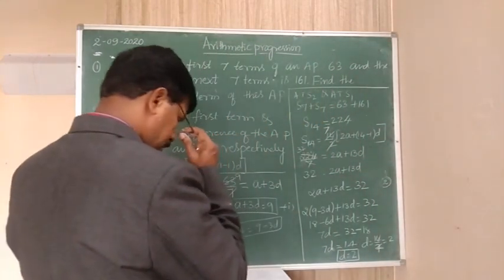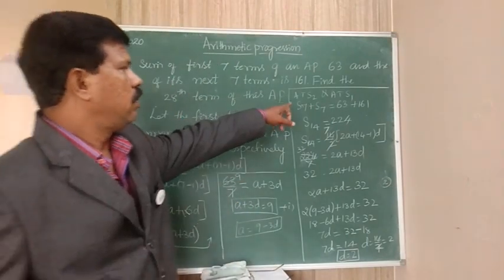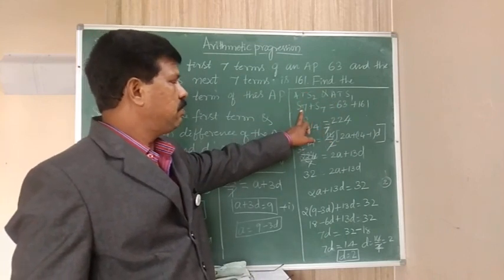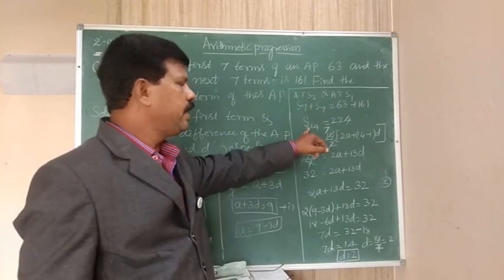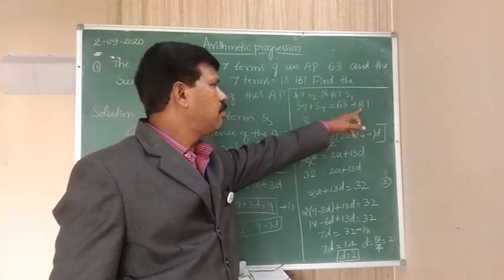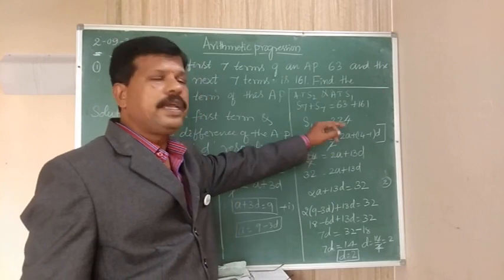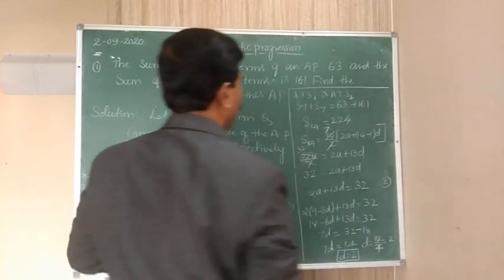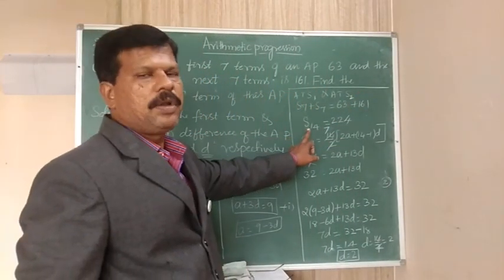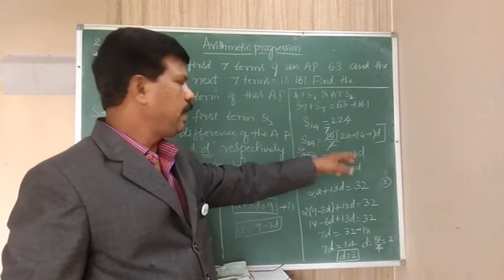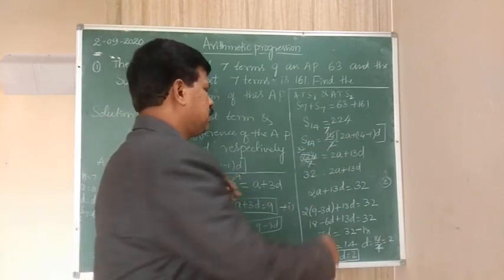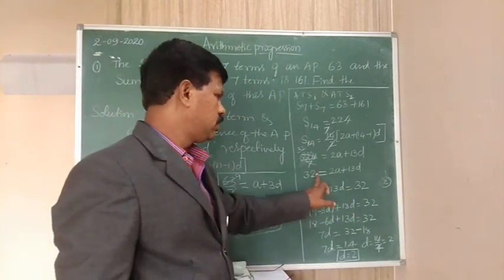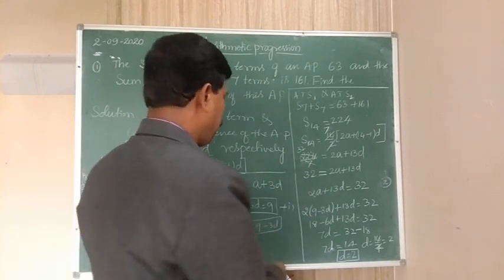Now look at it once again. According to statement 1 and 2, the first 7 terms plus the next 7 terms means 14 terms in total. The sum of 14 terms is 63 plus 161, that is 224. Now S14, when you apply the formula, in place of n take 14, then the second equation you get is 32 is equal to 2a plus 13d, right? So 2 times is there, you can cancel.